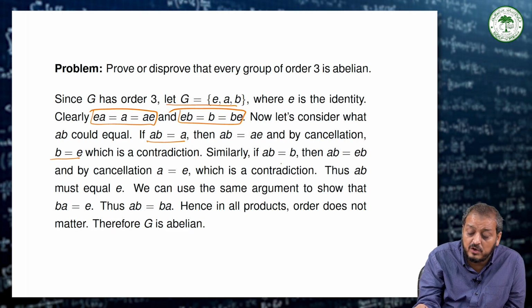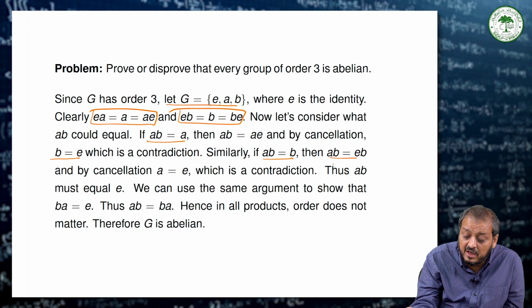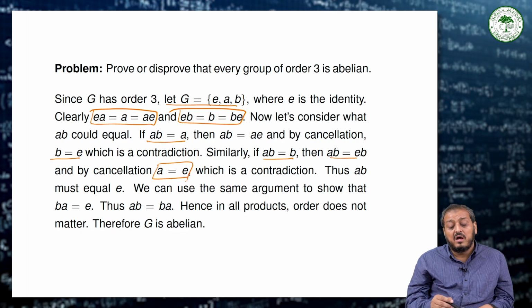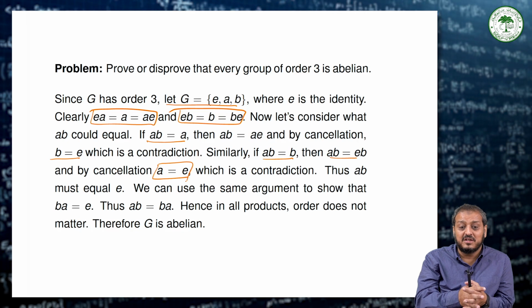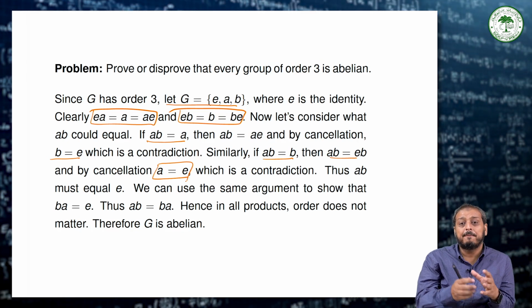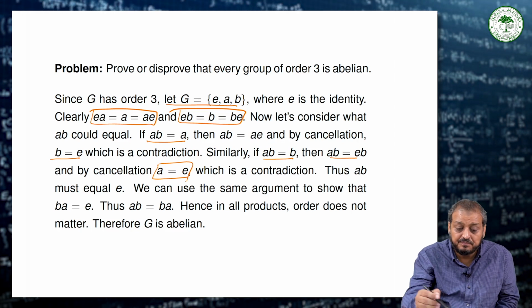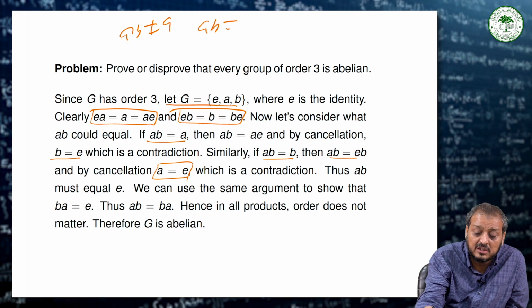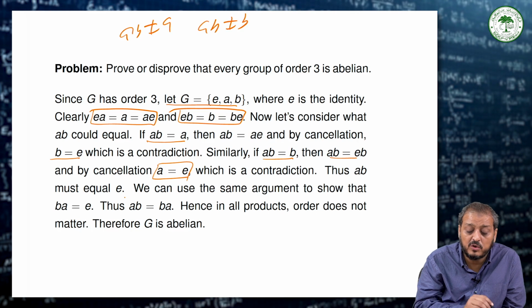Similarly, if AB is equal to B, then AB is equal to EB, and again by the cancellation law we get A equal to the identity element, which is again a contradiction. So clearly AB is not equal to A, and AB is also not equal to B. The only possibility is that AB must be equal to E.